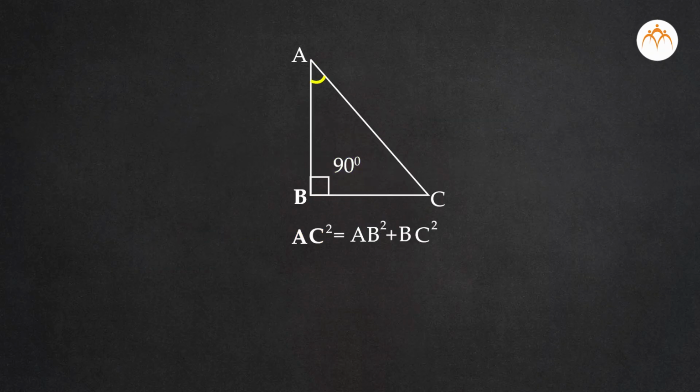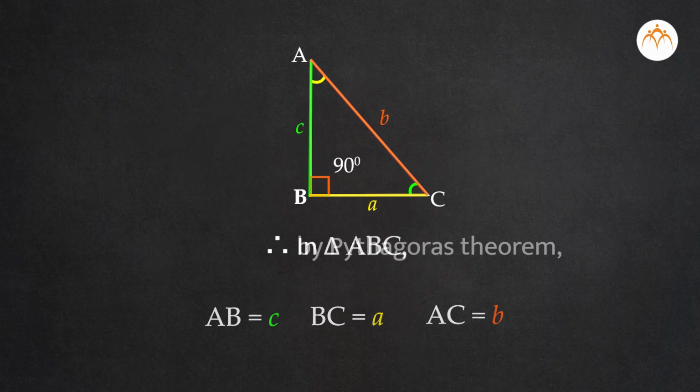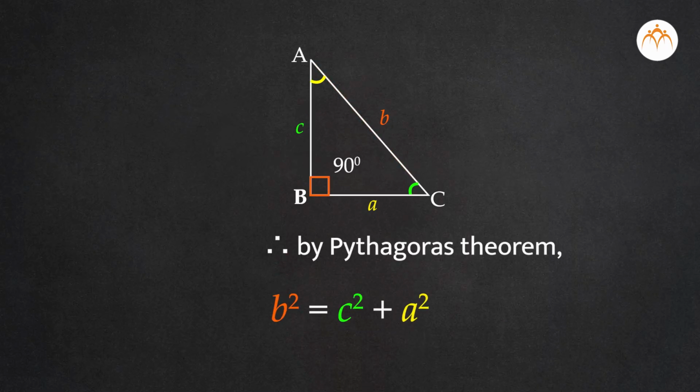Sides opposite to angle A, angle B and angle C are normally shown by small case alphabets a, b and c. Therefore, in triangle ABC, AB is equal to c, BC is equal to a and AC is equal to b. Therefore, by Pythagoras theorem, b square is equal to c square plus a square.